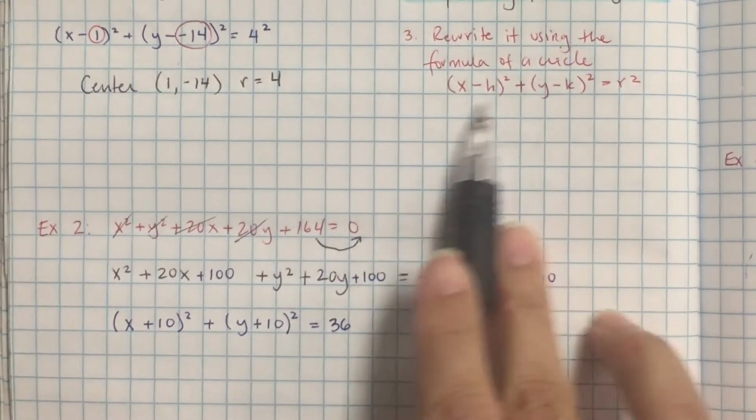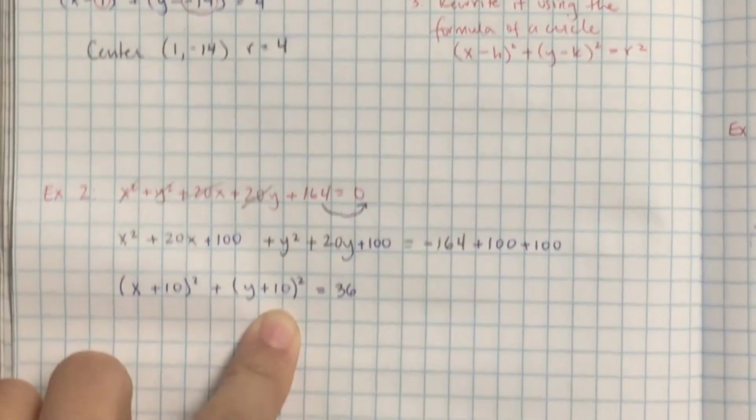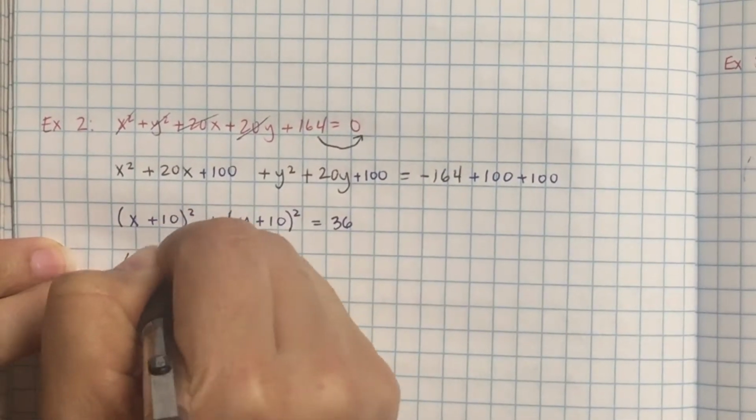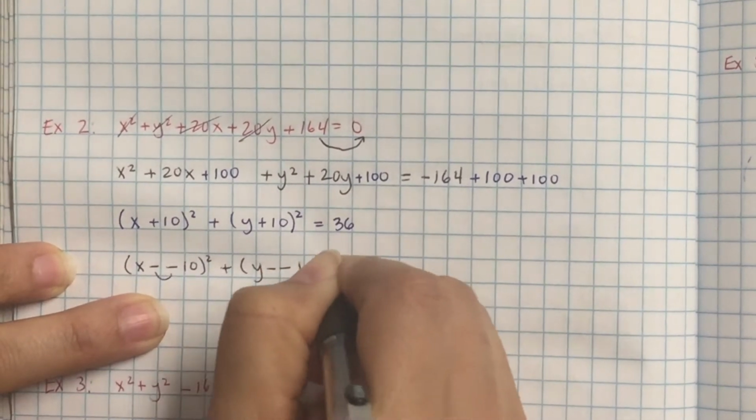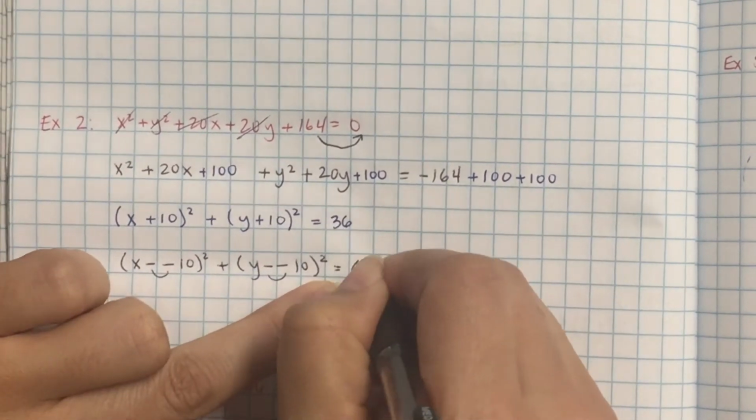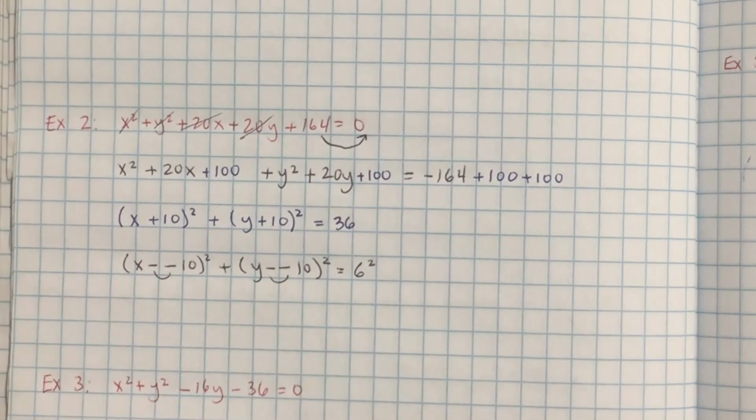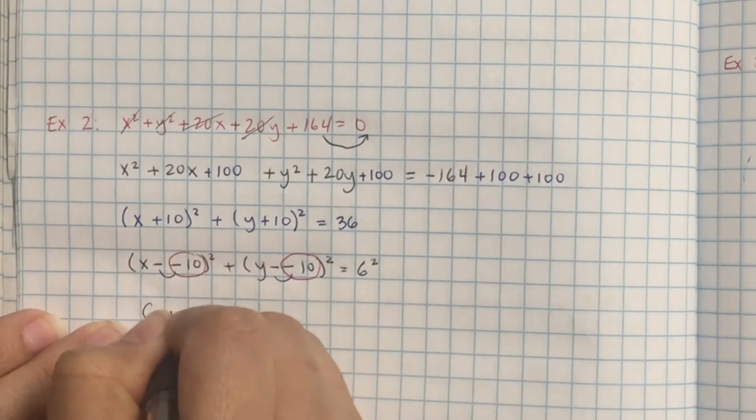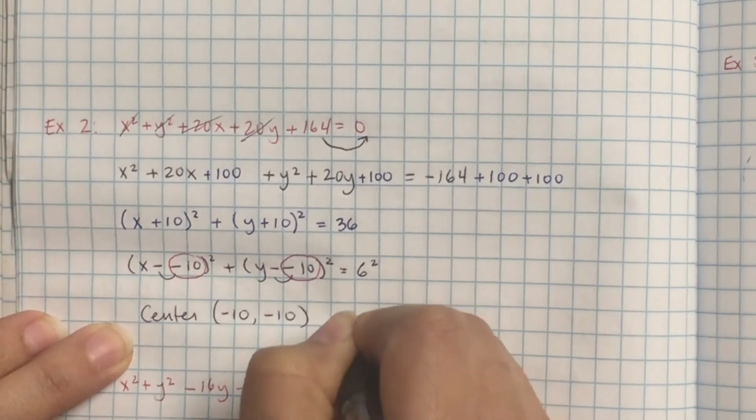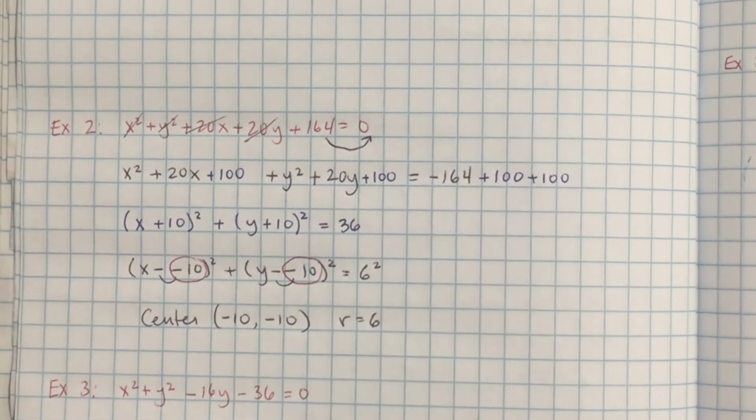36. Now we have to rewrite this as a center, so it has to be x minus, but because it's positive, we have to say x minus minus, because two negatives make a positive. y minus minus, two negatives make a positive. And then the square root of 36 is 6, 6 squared will give me that. So it goes x minus circle, y minus circle. That's my center. So the center is negative 10, negative 10, and my radius is 6.